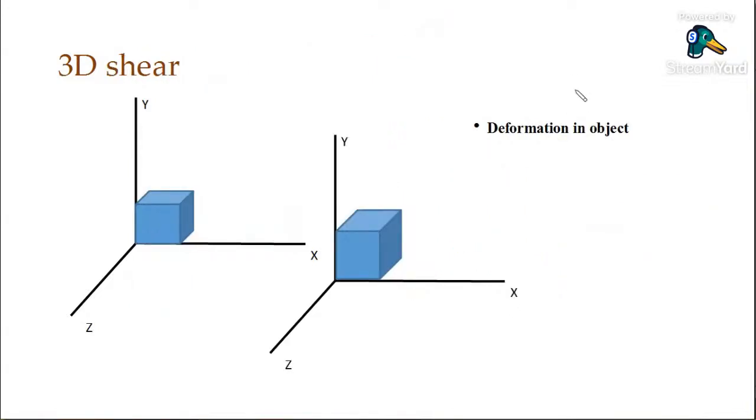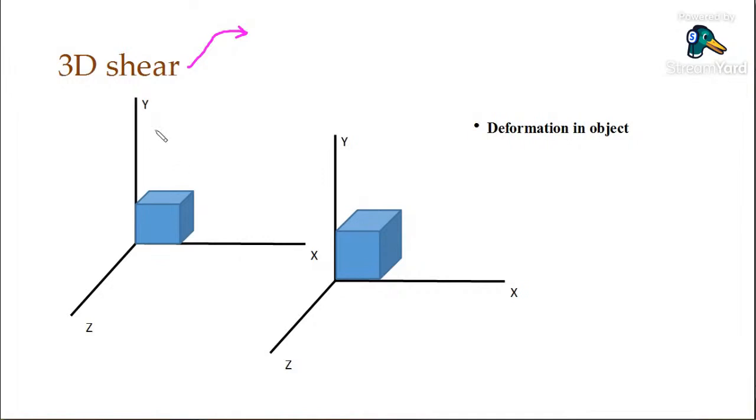And the final 3D transformation is the 3D shear. So what is meant by shear? Shear means a deformation of the object. Deformation of the object is called shear. As an example, in a cyclone the tree structure may be deformed because of the heavy wind. That is called deformation. Suppose somebody punches a balloon, then the shape of the balloon may be deformed. That is nothing but deformation of the object.